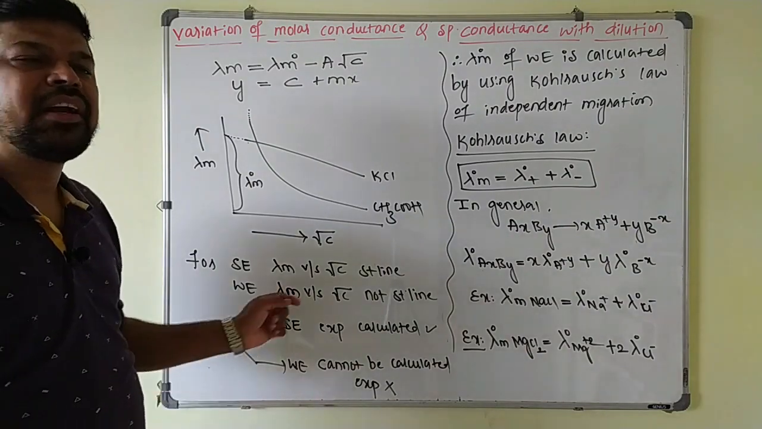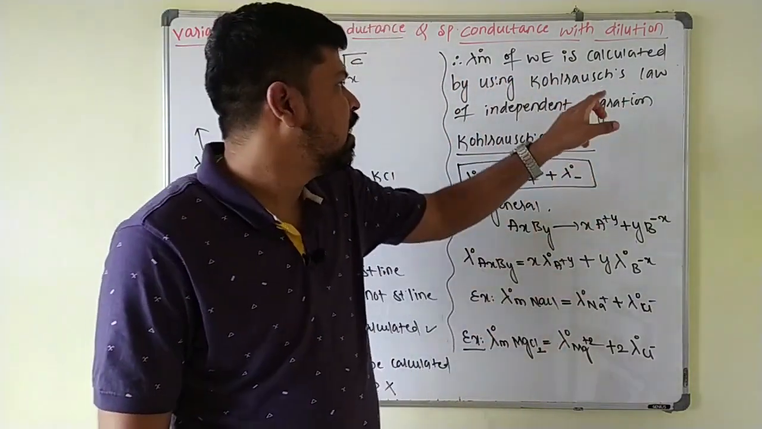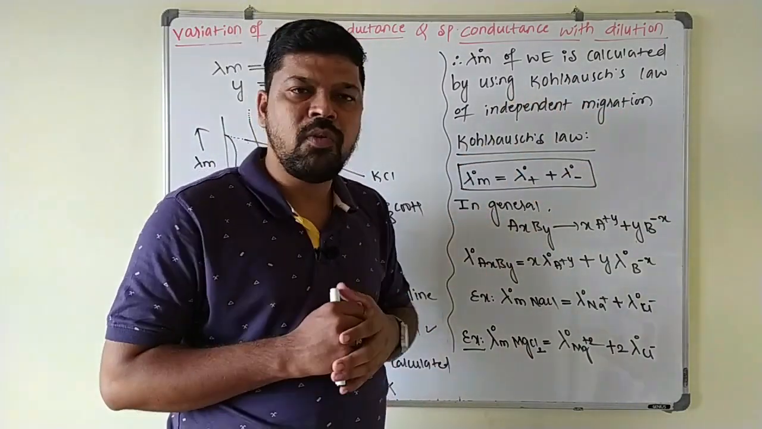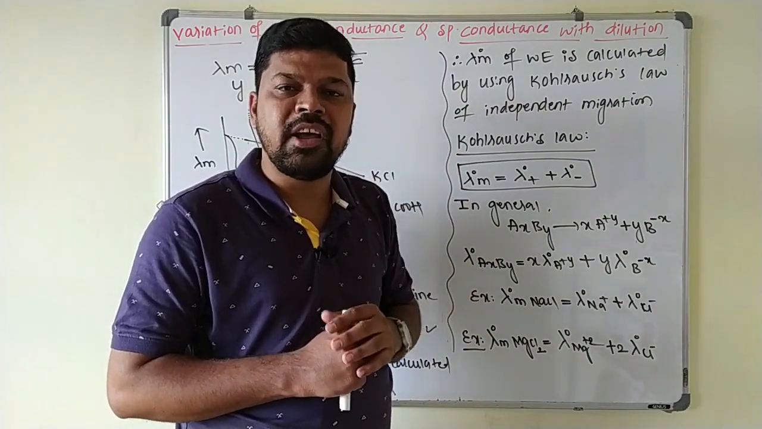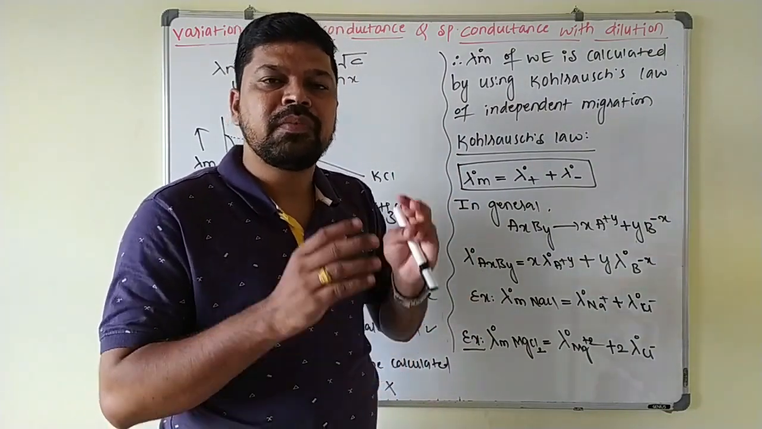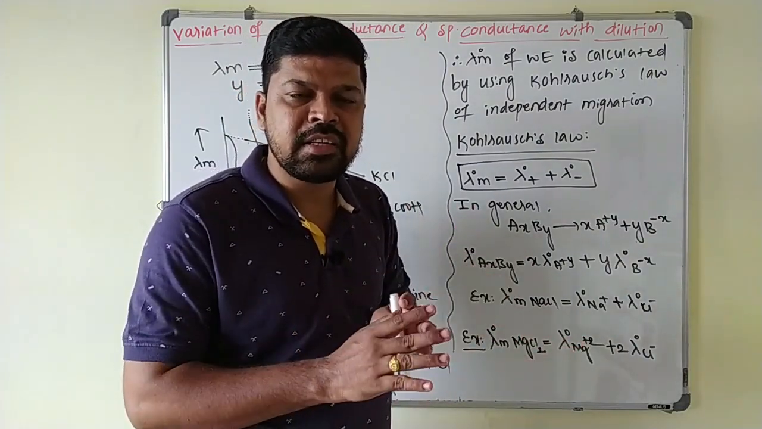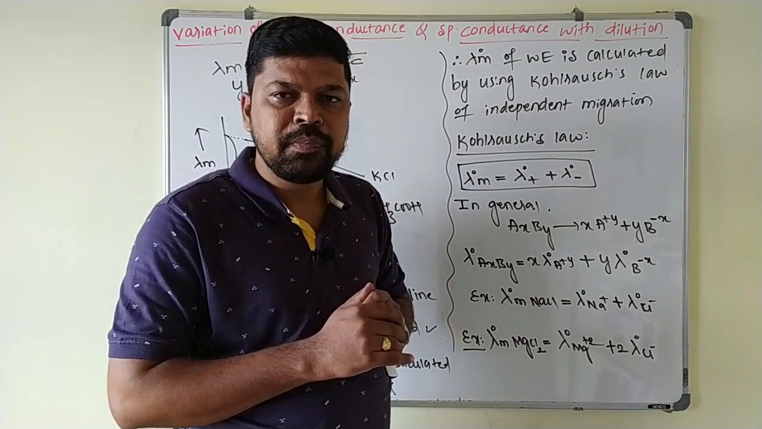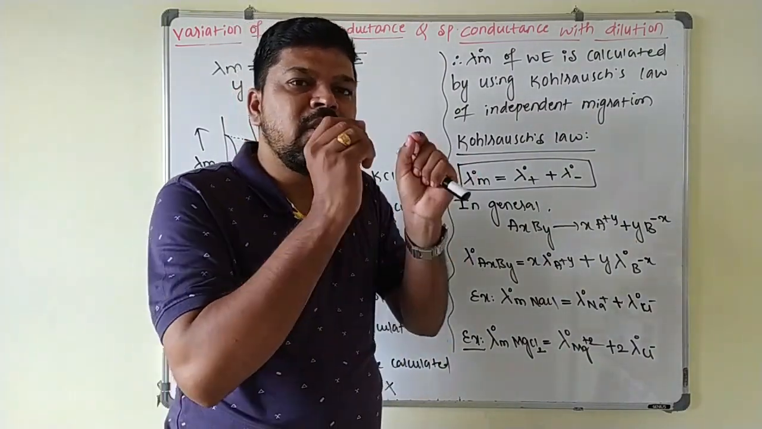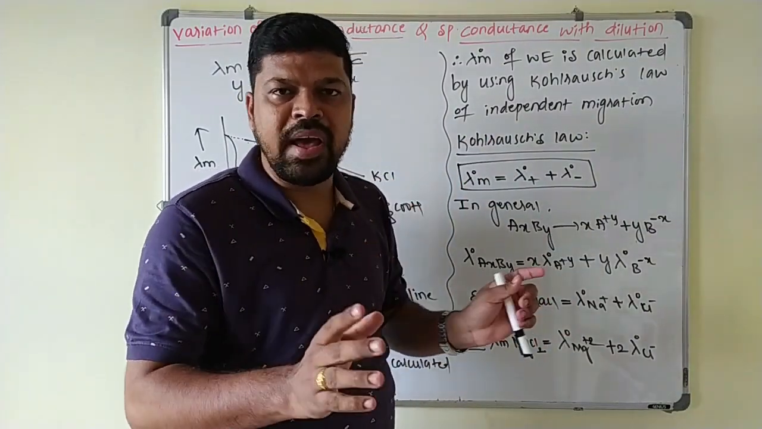The limiting molar conductivity of a weak electrolyte can be calculated by using a law, that is Kohlrausch law of independent migration. According to this law, at infinite dilution, if you add more and more water, the electrolyte undergoes complete ionization. That 100% ionization takes place and all the ions are formed. If you add more water at infinite dilution, the force of attraction between cation and anion is completely vanished.